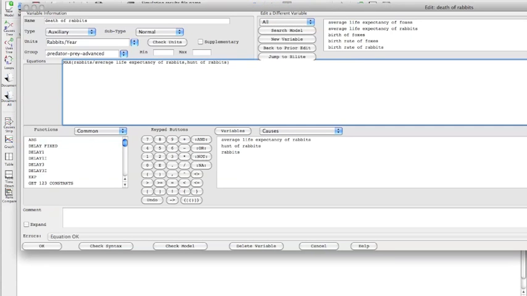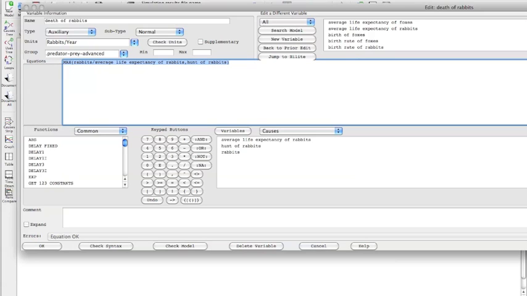Now, rabbits can die for two reasons: A, they die naturally, or B, they're consumed by foxes. So the death of rabbits is going to be the maximum, and this is the introduction of a function in Vensim that chooses the maximum between two values.